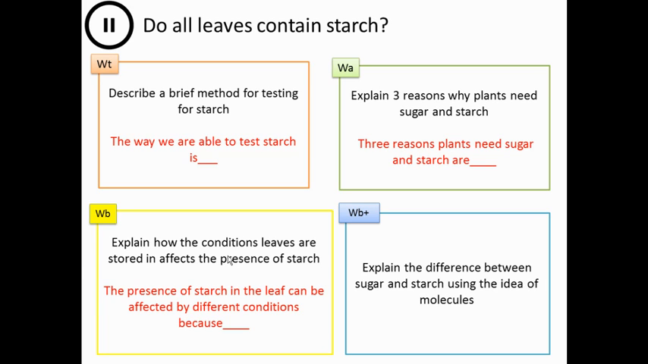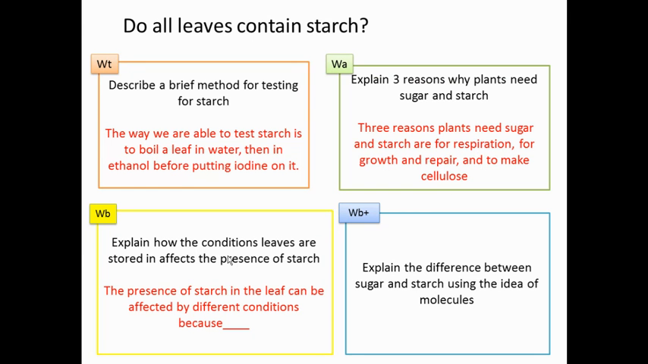Okay, so let's see how we've all done. So for working towards, you should have had the way we're able to test starch is to boil a leaf in water, then boil it in ethanol, rinse it with water before putting iodine on it. Okay, so I've actually missed rinse it with water there, but that's an important stage as well. So make sure you've got that.